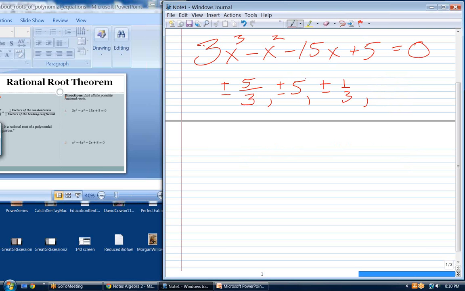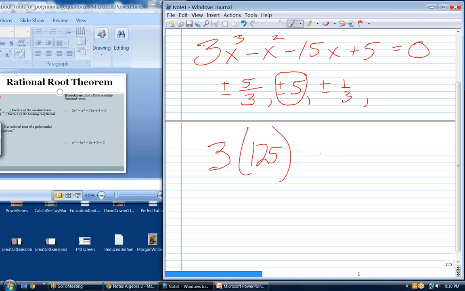So the next one I would probably try, if I'm doing it by hand, is 5, because I see a lot of multiples of 5 up here. But 3 times 125 minus 25 minus 75 plus 5, that's not going to work either. So plus 5 doesn't work. You get the hang of this?